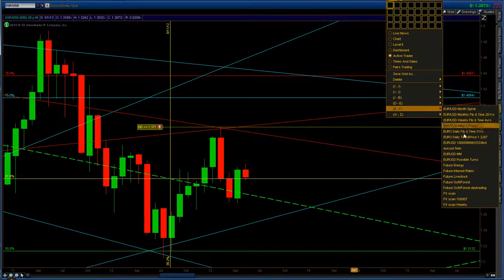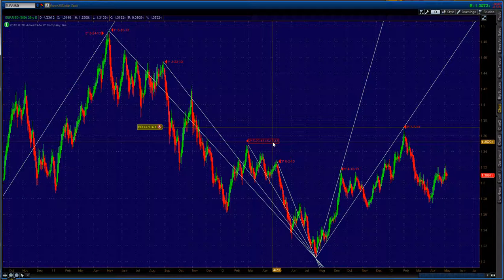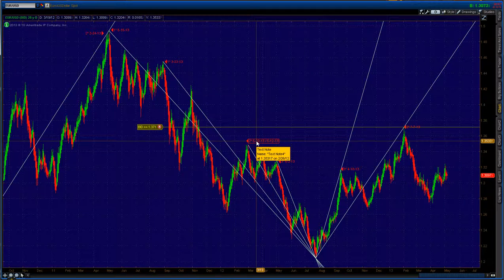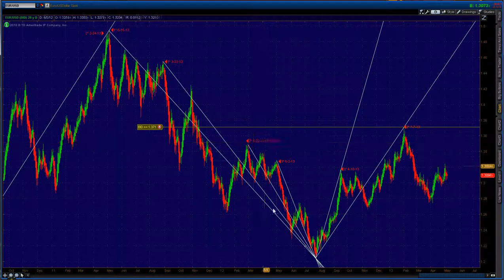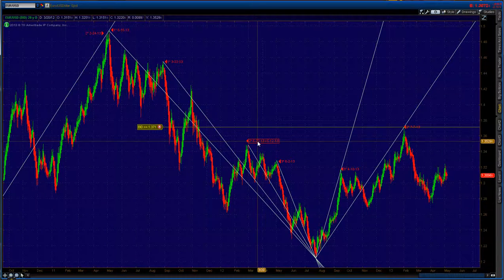For possible turns, I wanted to show you a couple of dates I have in mind. I've got three: 5/12 and the 22nd. These are just geometric calculations I do, and sometimes they work, sometimes they don't, so I just want to give you a heads up. I believe the 12th is a Sunday night. Let's see, just to make sure. Yeah, Sunday night. The 22nd, I believe, is a Wednesday, and then this 8th coming up, this Wednesday, is another date I'm going to be watching the euro really closely.